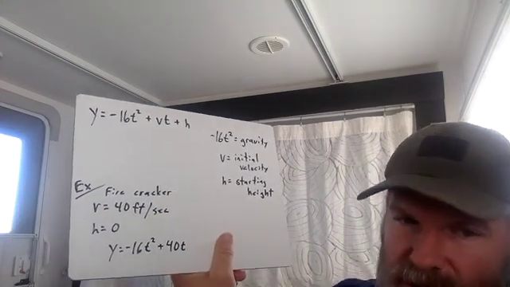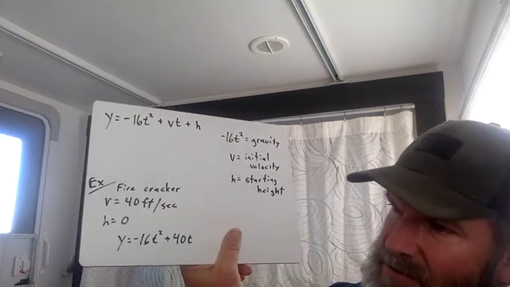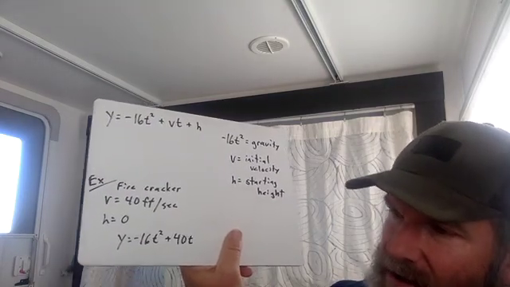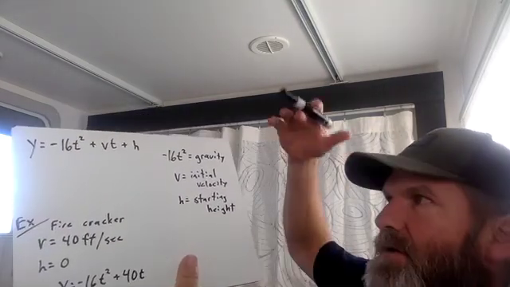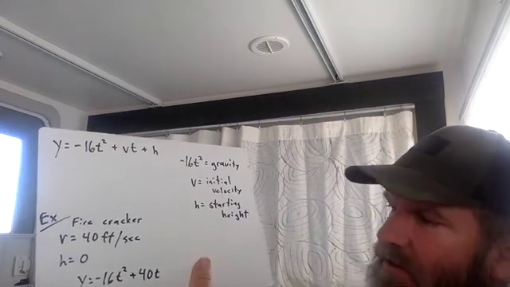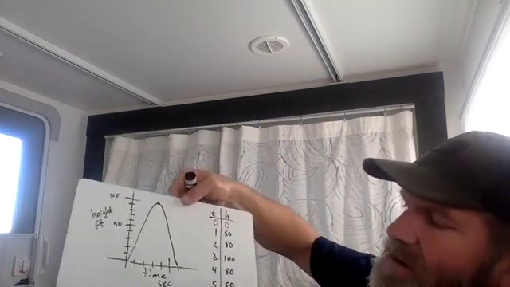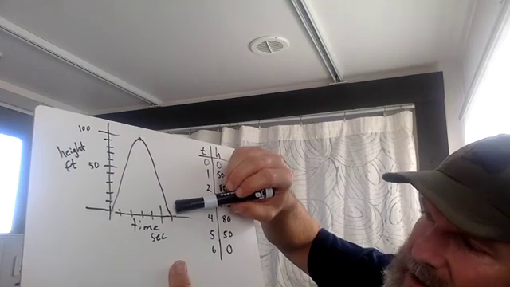Now, what you're going to be asked to do in the homework problems is figure out how long it takes for it to come back down and hit the ground. When does it hit the ground? Well, look at this graph. When it hits the ground, the height is 0.